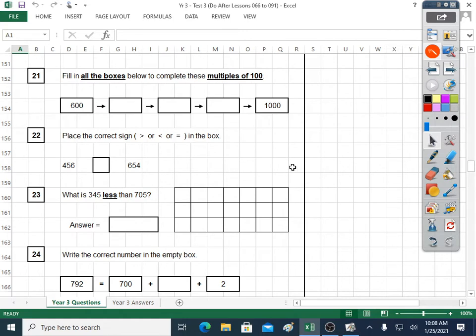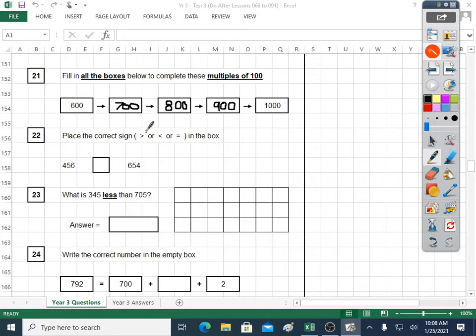Question 21. Fill in all the boxes below to complete these multiples of 100. So the 100 times table goes 100, 200, 300, 400, 500, 600, 700, 800, 900, and then 1000. So that's a bit of the 100 times table. It didn't start at the beginning, it started at 600. Let's go on to question 22.